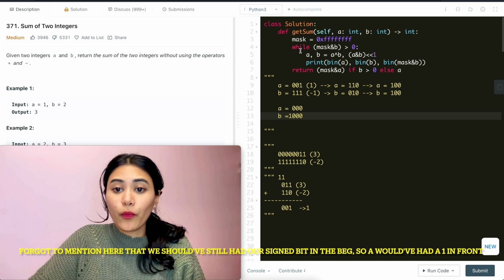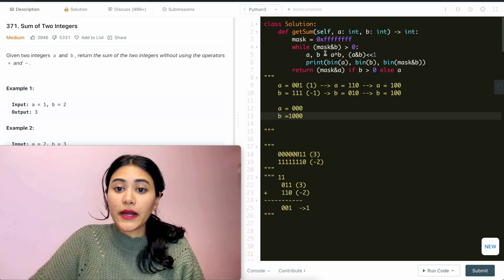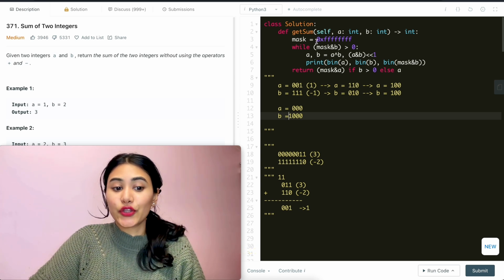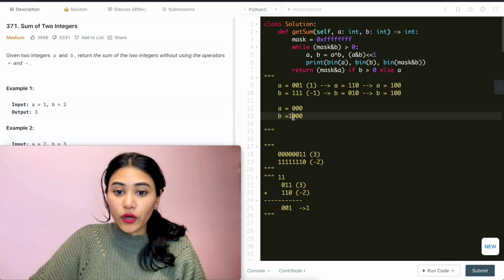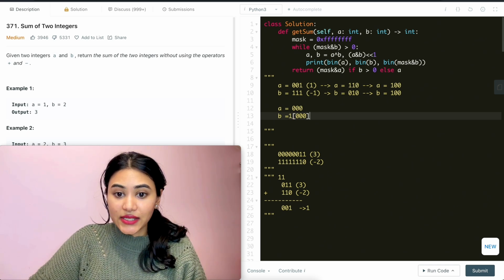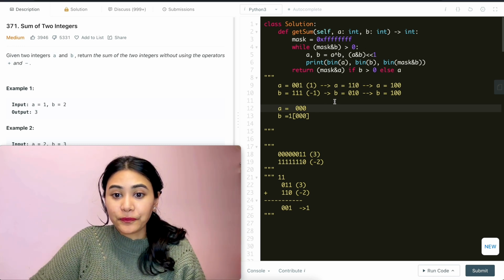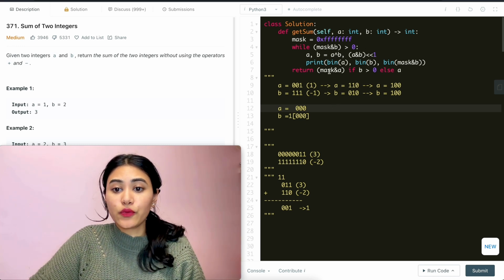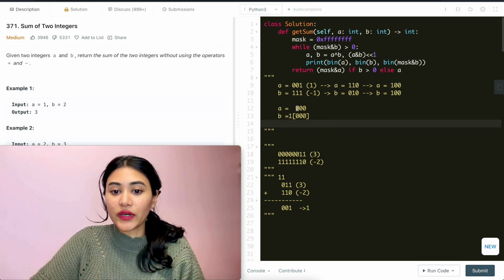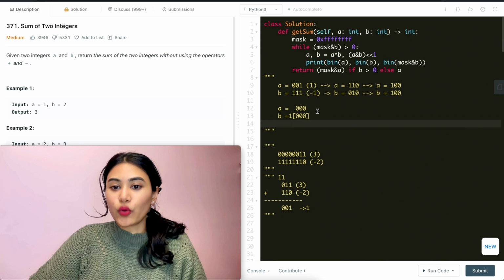However, now when we go back into our while loop, we're going to mask it and we're assuming this is a 3-bit integer. That means we only care about these digits here. This is no longer greater than 0. So we are going to actually return, and we're going to return mask and A because B is actually greater than 0. So we're going to mask A and our output is going to be 0.